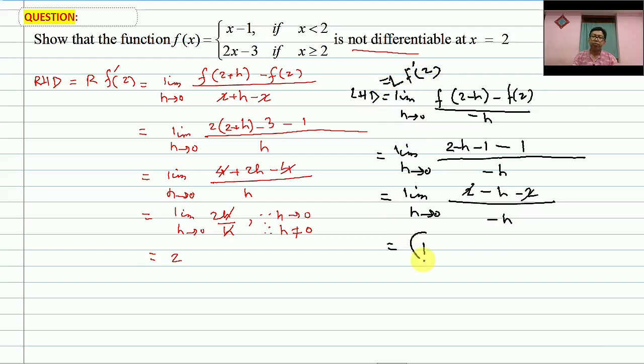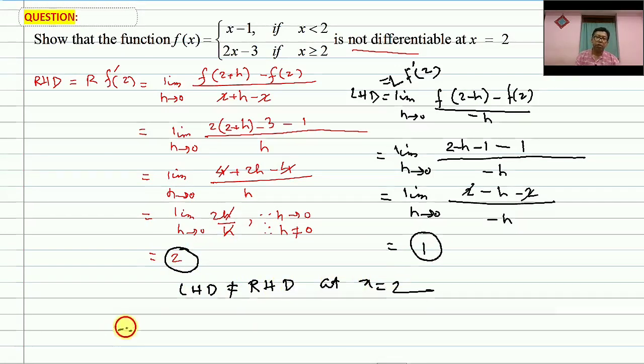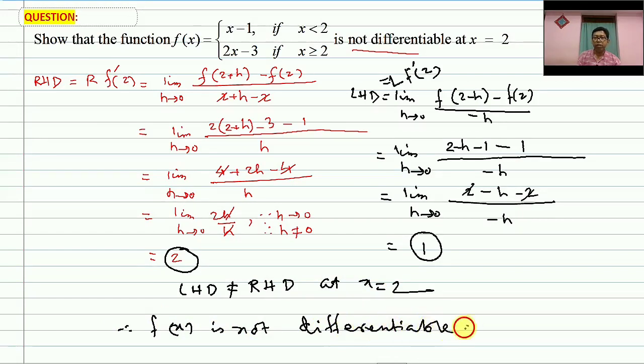Now watch carefully. Your LHD and RHD are not equal. Since LHD is not equal to RHD at the point x is equal to 2, therefore f of x is not differentiable at x is equal to 2.